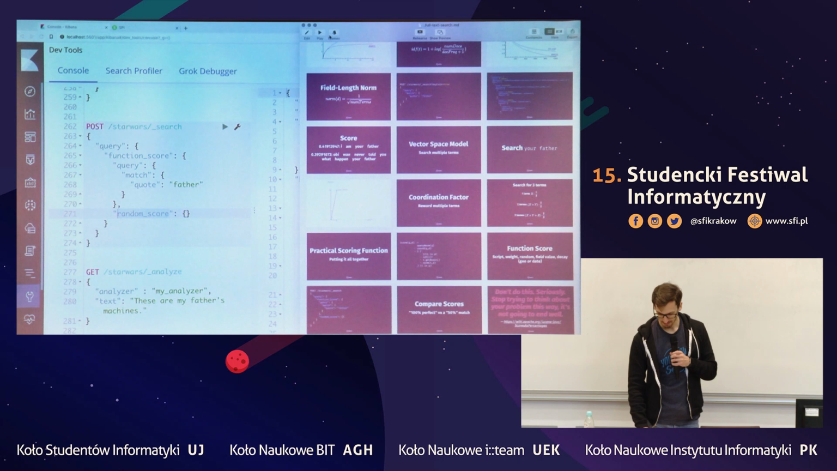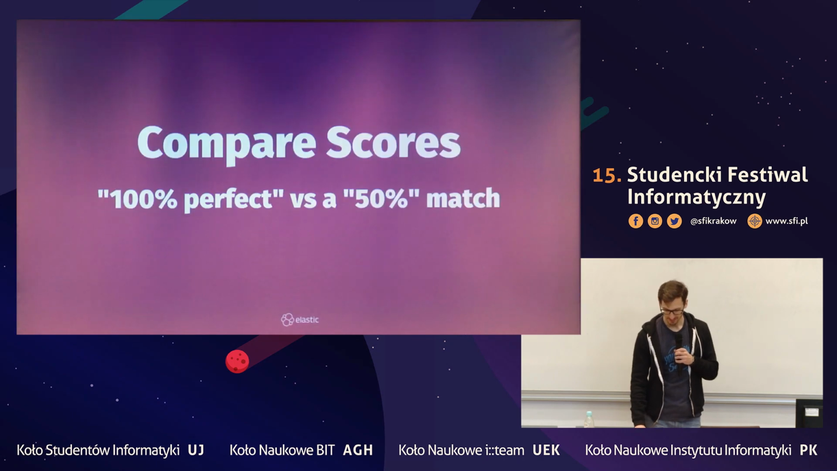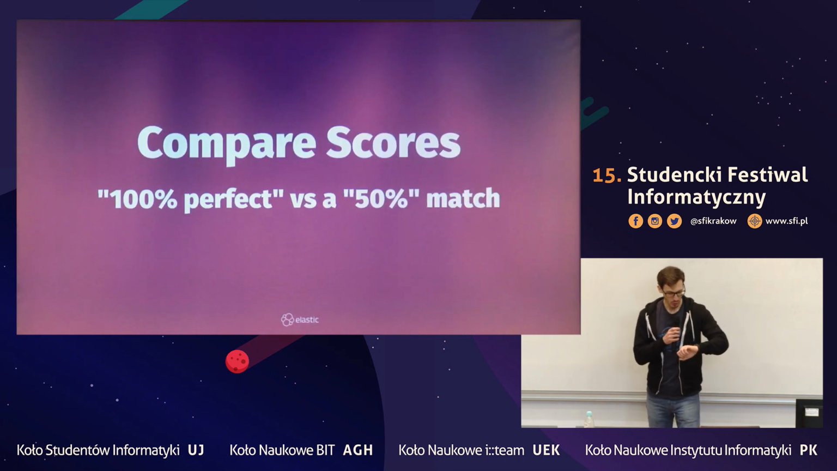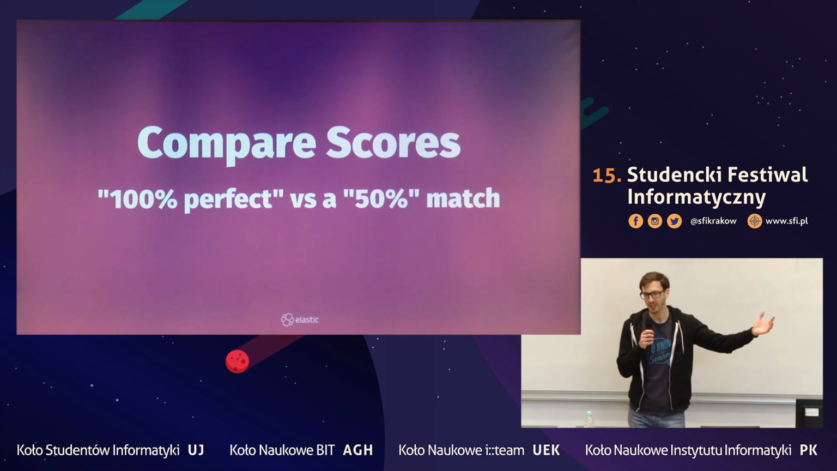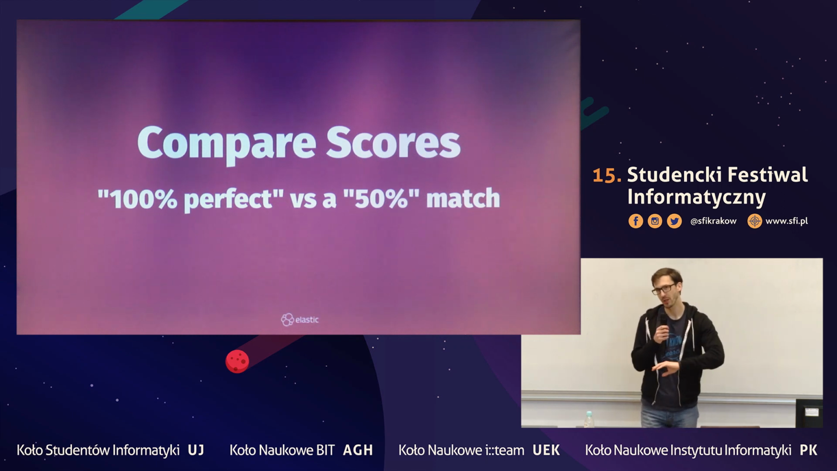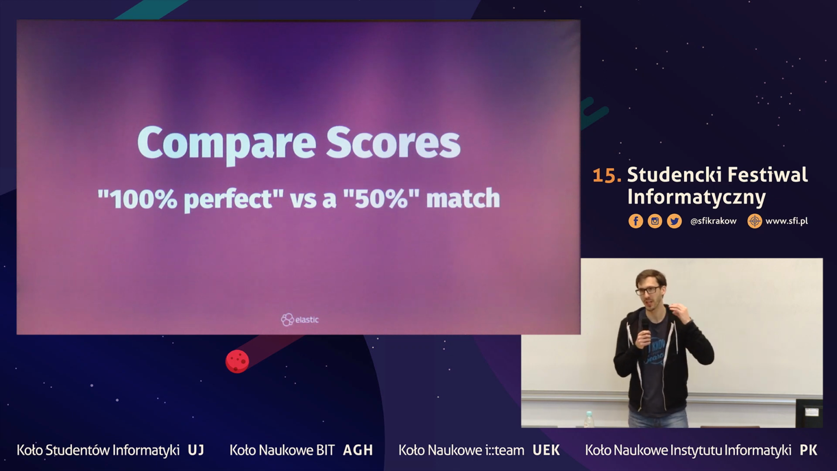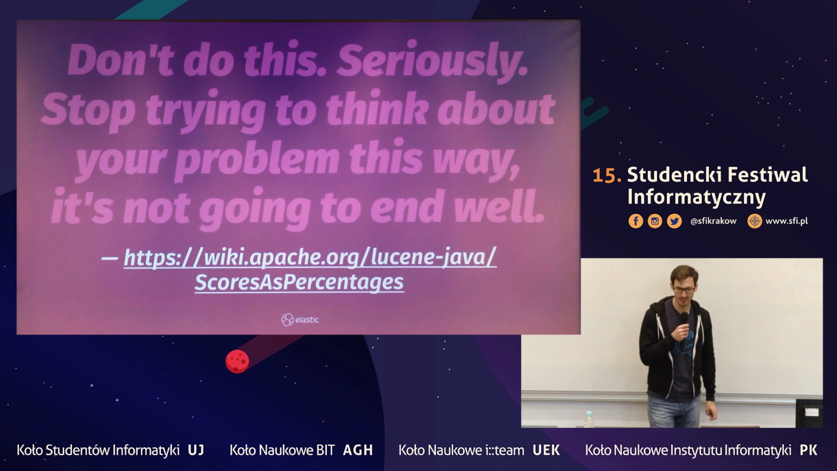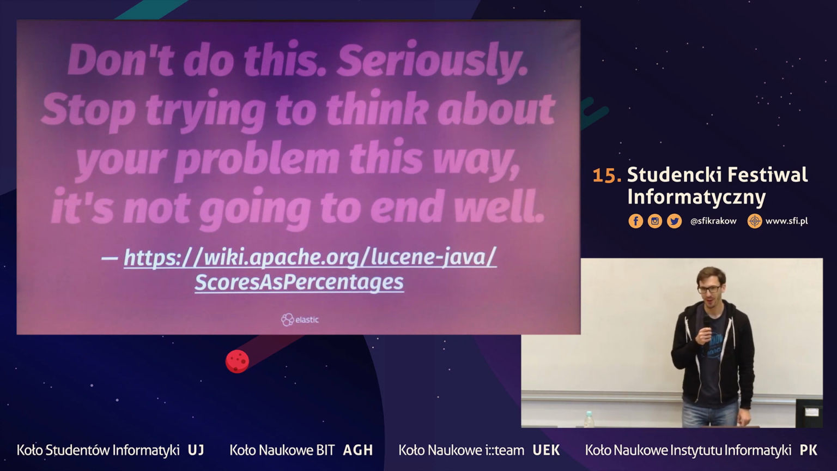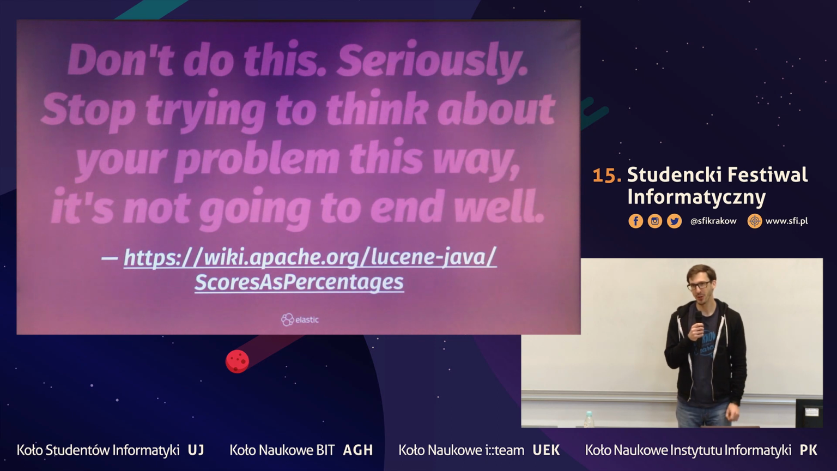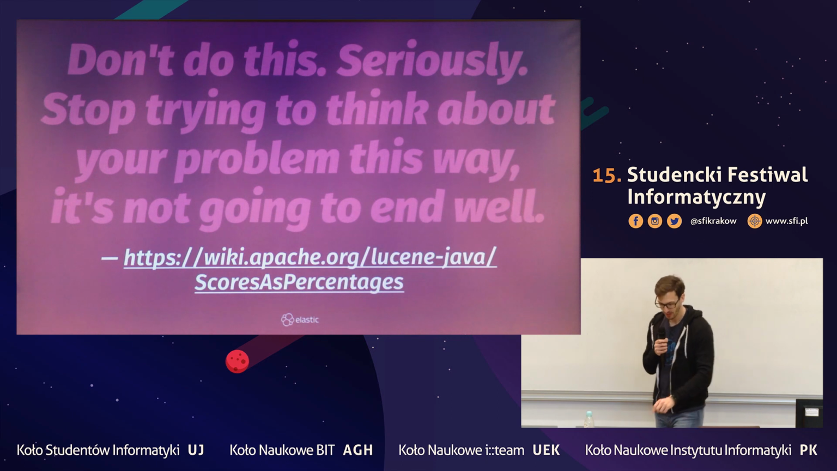Okay. Something else, people sometimes want to do that. I want to compare scores, a 100% perfect match versus a 50% match. Like I want to assign the score percentages. And the documentation is relatively clear about that. They have their own page, the scores as percentages, which starts with "don't do this," because it really doesn't work. Let me show you why.